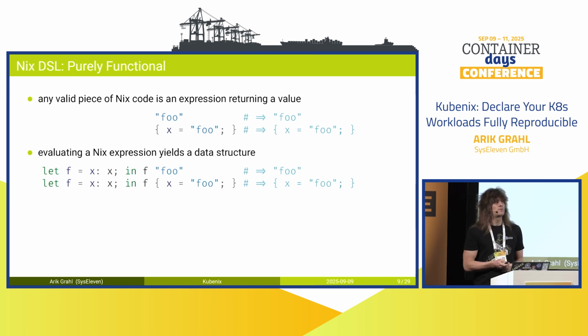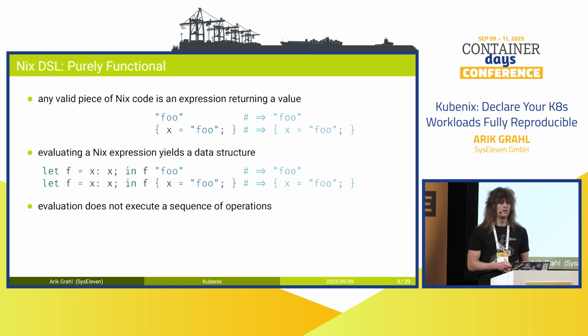This illustrates as well the concept of parametric polymorphism, as we can pass different types of arguments to the very same function. Generally, Nix is strongly typed, but dynamic, meaning types are checked during evaluation time and later on strictly enforced. The last important property of the functional language is that evaluation does not execute a sequence of operations.